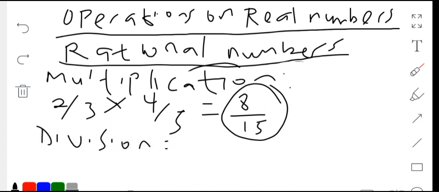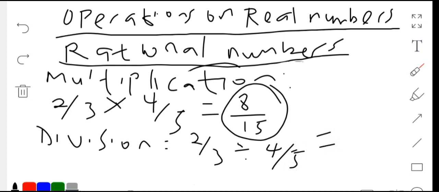Division is like the opposite of multiplication. This is splitting quantities into smaller values called the quotient. So when you split a quantity into smaller values called the quotient, you are doing division. Let's look at the example 2 over 3 divided by 4 over 5.